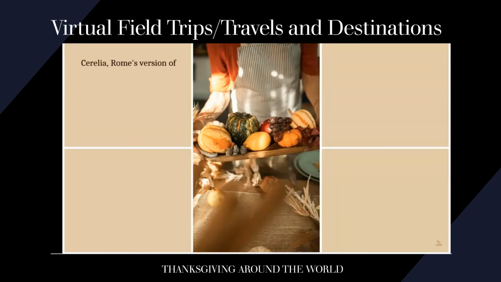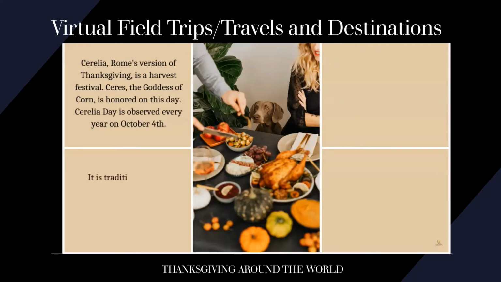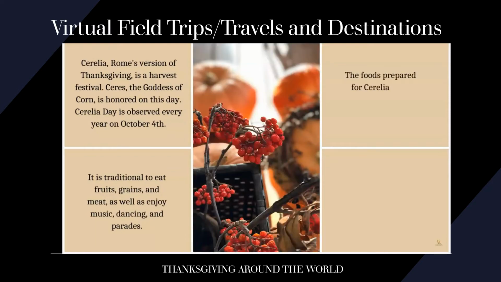Churalia, Rome's version of Thanksgiving, is a harvest festival. Ceres, the goddess of corn, is honored on this day. Churalia Day is observed every year on October 4th. It is traditional to eat fruits, grains, and meat, as well as enjoy music, dancing, and parades. The foods prepared for Churalia are a token of gratitude from the Romans.